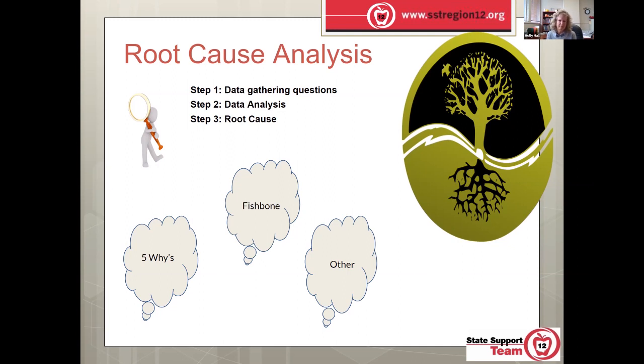So these are some of the different methods that could be used. Fishbone, 5 Whys, a combination of those things. There may be existing methods that your district leadership teams are already familiar with, already using, but just know that for this purpose, OEC isn't saying you must use one particular method.